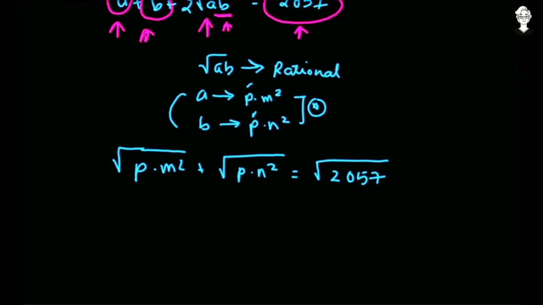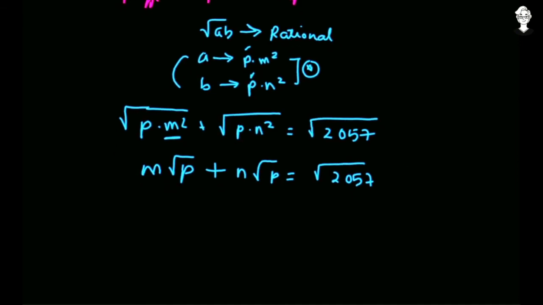Now I can say this m square is under a root, so it can come out as a single m, and under root p as it is because p is not a square, plus here n has come out and under root p as it is, and that is equal to under root 2057. Now look over here, under root p can be taken common, so I will take under root p common. Now what remains inside the bracket is m plus n, and that is equal to under root 2057.